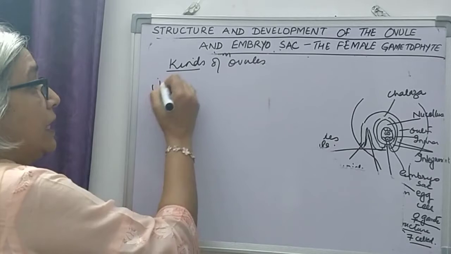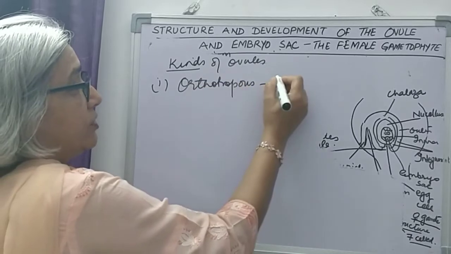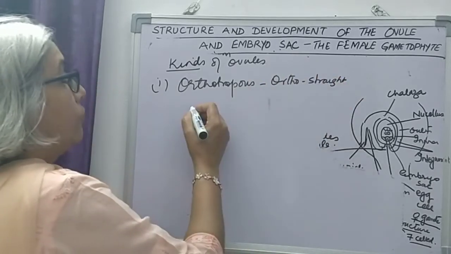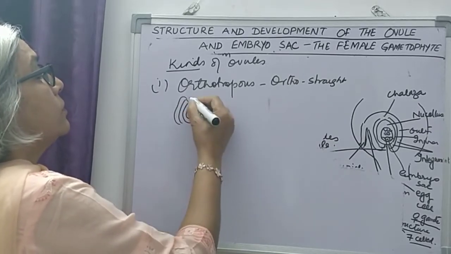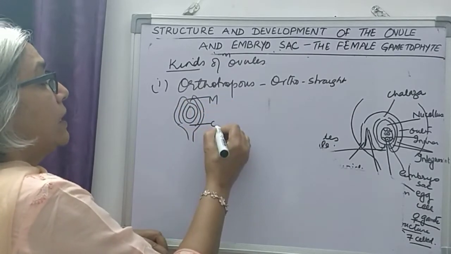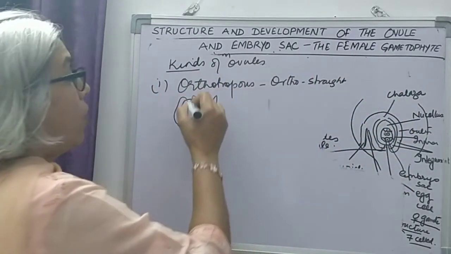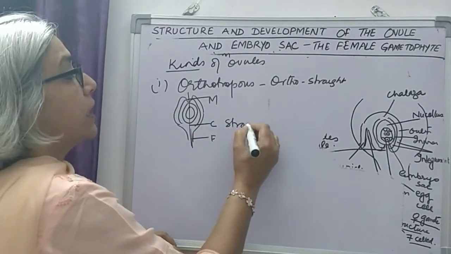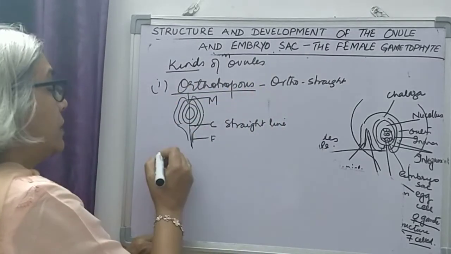First is the orthotropous ovule. Ortho means straight. In this ovule, this is the embryo sac, nucellus, and integuments, leaving an opening in the center. So this is the micropyle, this is the chalaza, and this is the funicle. Micropyle, chalaza and funicle are all in one straight line. So this kind of ovule is called the orthotropous ovule.